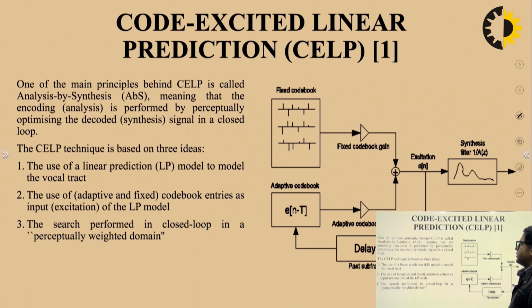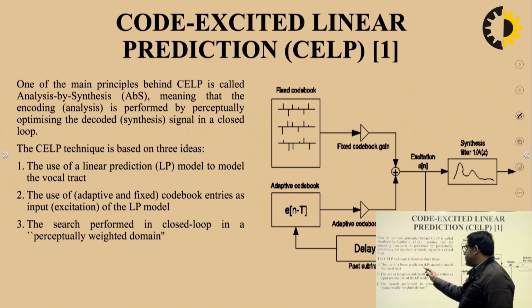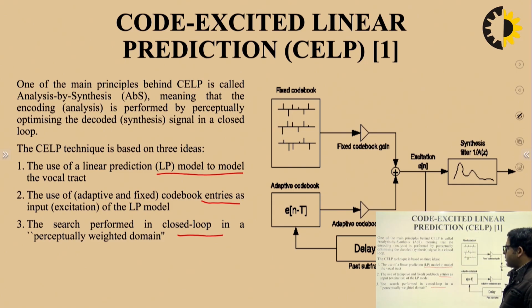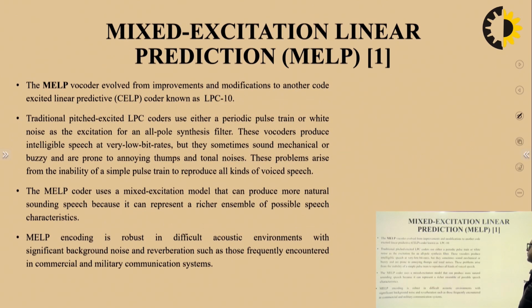It means the encoding is performed by perceptually optimizing the decoded signal in a closed loop, and this technique is based on three ideas. The first is it uses a linear prediction model to model the vocal tract. Second, it uses codebook entries at the input of the linear predictive model, and third is the search is performed in the closed loop in a perceptually weighted domain.